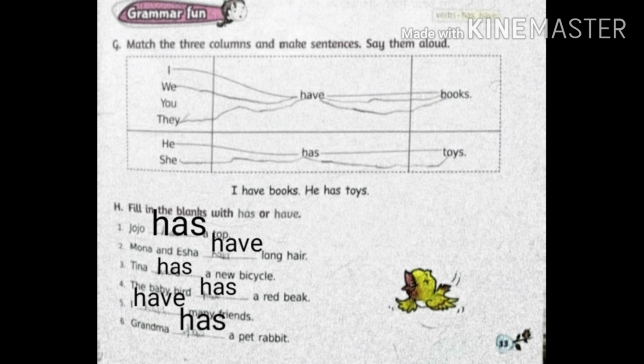Now the next one is the baby bird dash a red beak. Answer is has. A baby bird has a red beak. Now the next is I dash many friends. The answer is have. I have many friends. Now the next one is grandma dash a pet rabbit. The answer is has. Grandma has a pet rabbit.